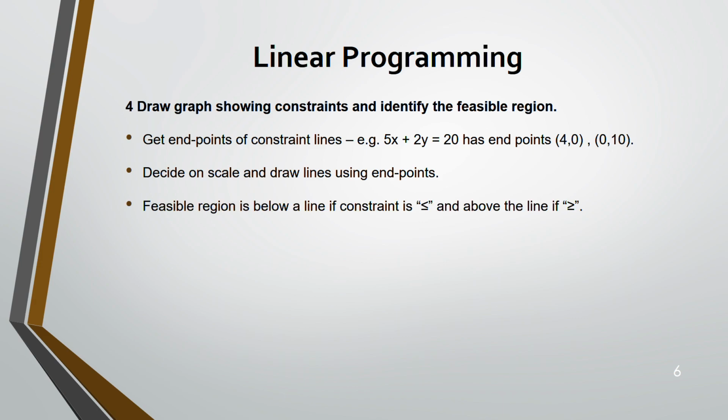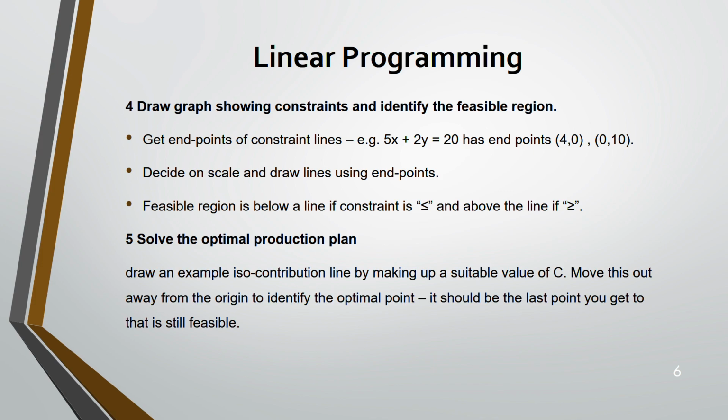Then feasible region. What is the meaning of feasible region? Feasible region in your graph means, for any line, below the line if the constraint is less than or equal to a certain number, and above the line if greater than or equal to. So depending on the sign, if it says greater or equal to, above the line is the region; less or equal to, below the line is the region. Now number 5, solve the optimal production plan. You need to draw an example contribution line by making up a suitable value of C.